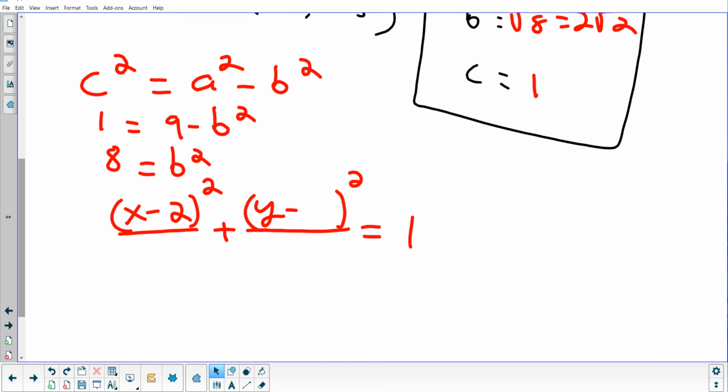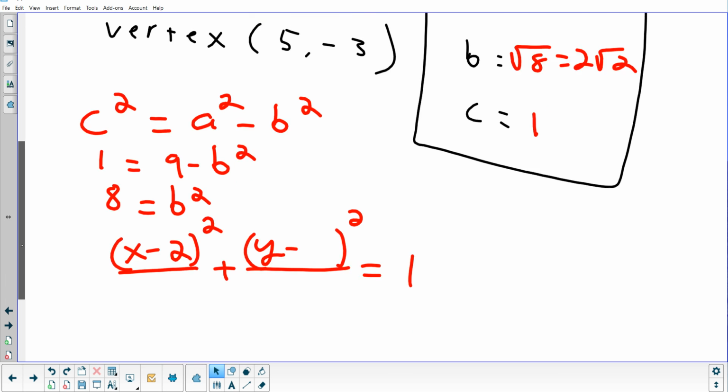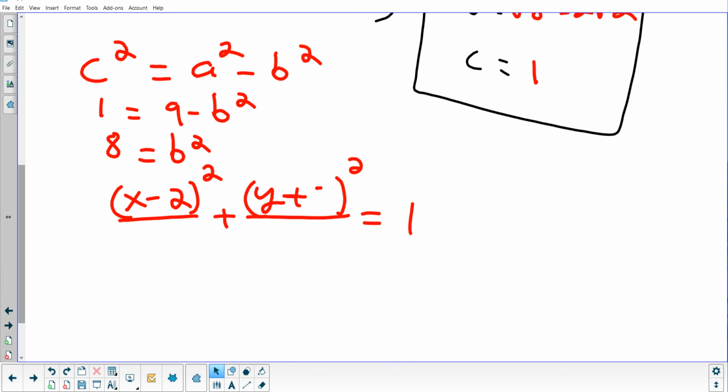What's going to happen inside here? Y minus k. It's going to become y plus 3. So that's something you have to think about if they ask you to work backwards from the equation and find the center. You have to remember that it's 2, negative 3. That's what this was. Okay, so we got that.